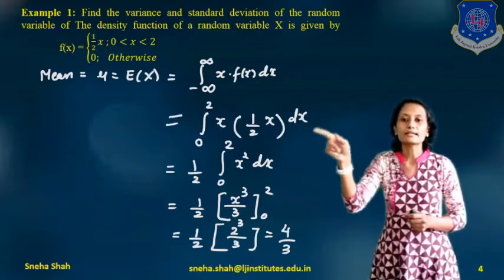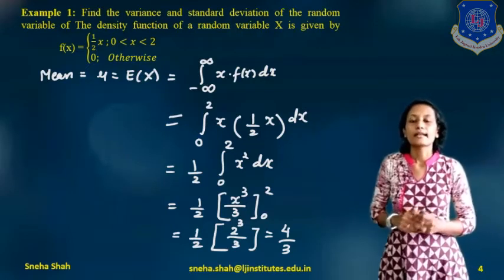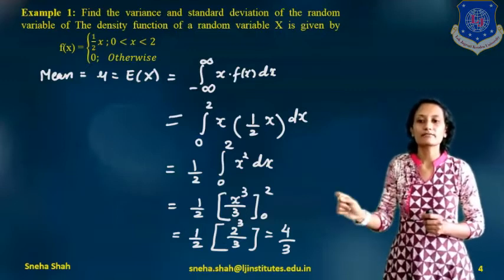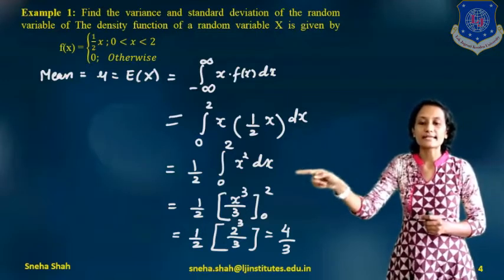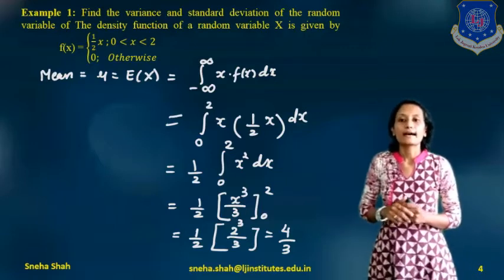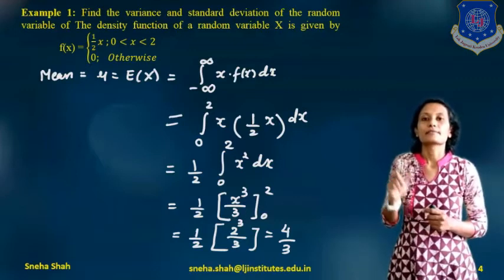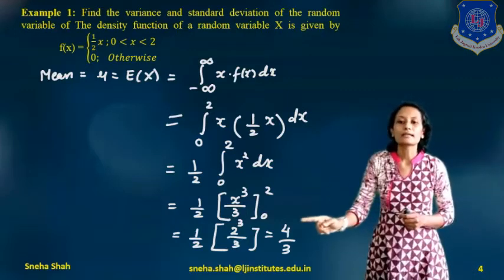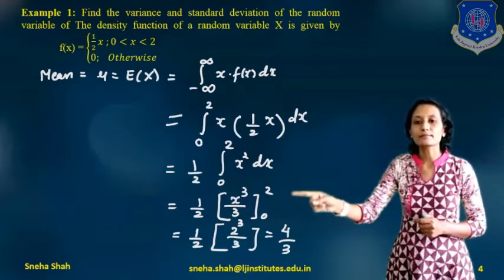So the term will be integration 0 to 2 of x into 1 by 2x dx. Now 1 by 2 is a constant, so it will be outside of this integration, so the term will be 1 by 2 integration 0 to 2 of x into x, meaning x square, dx. Now if we integrate this term, it will be represented as x cube by 3, right?